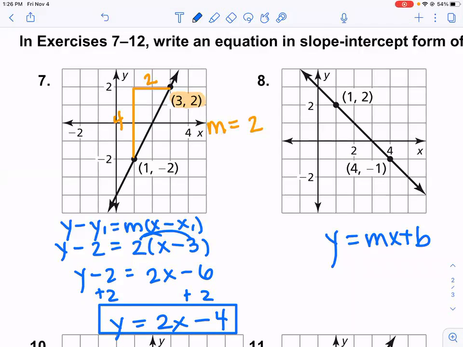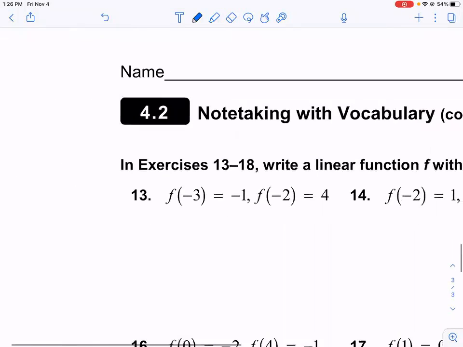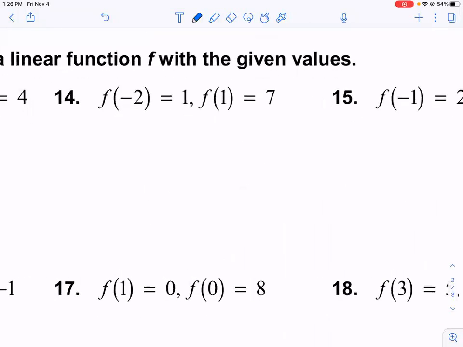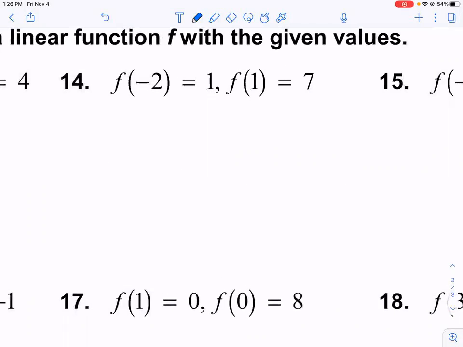Now, does this look like this graph has a y-intercept of -4 and a slope of 2? Yeah, it does. Nice work. Now, what if we don't have a graph? Make a graph? No, we don't need to make a graph. Go to number 14.